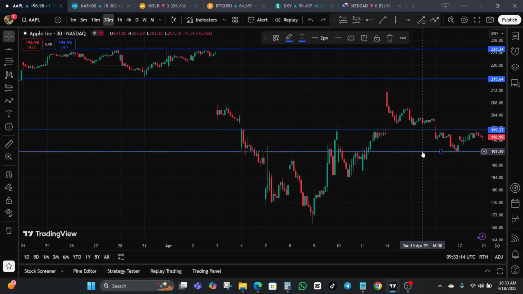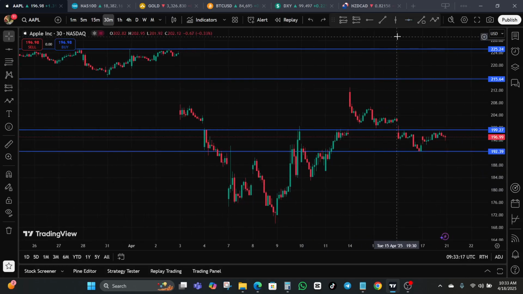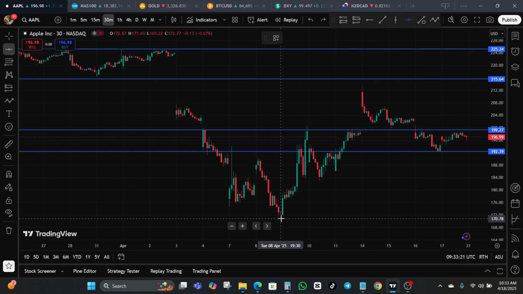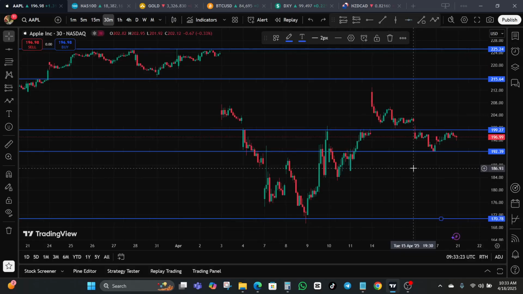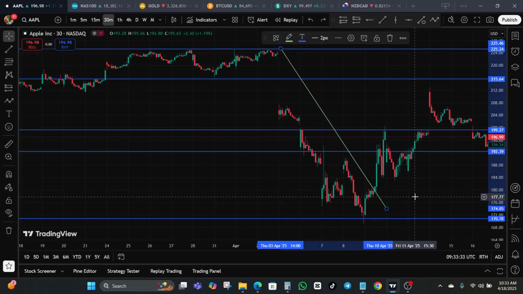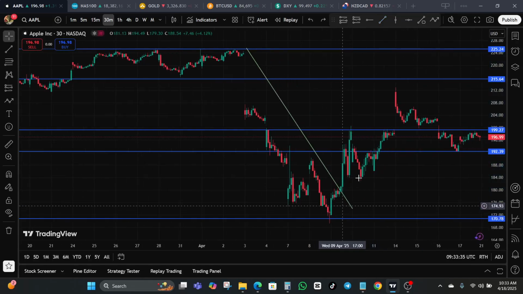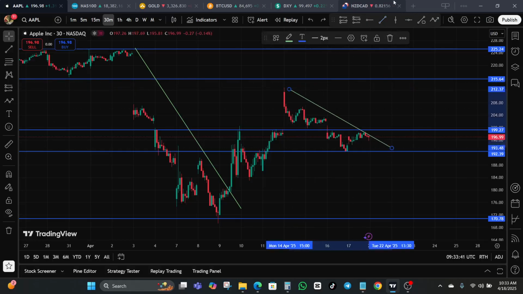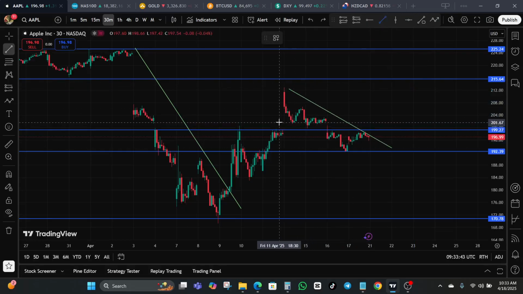Now you can see what I'm doing right now. I'm trying to plot levels of support and resistance on the 30 minutes time frame. And after that, I'm going to go down to the 5 minutes time frame and look for opportunities. First of all, you have to identify the prevailing trend in the market. We can see that currently we are in a bearish trend. At some point we got a breakout to the upside, and then again we started a bearish trend, because you can see there are a series of lower highs and lower lows.